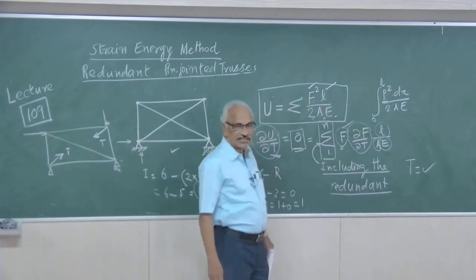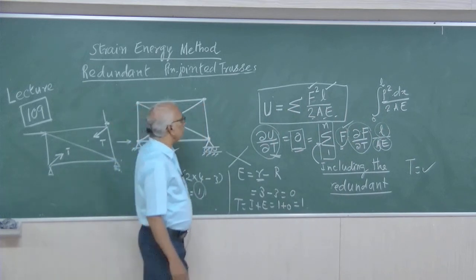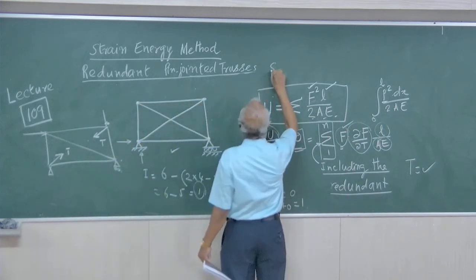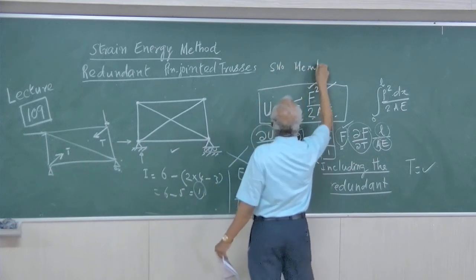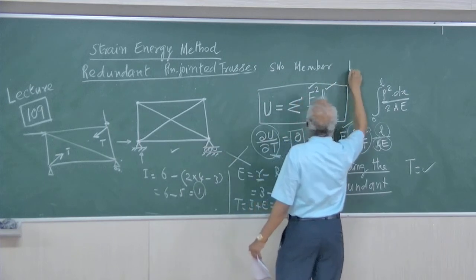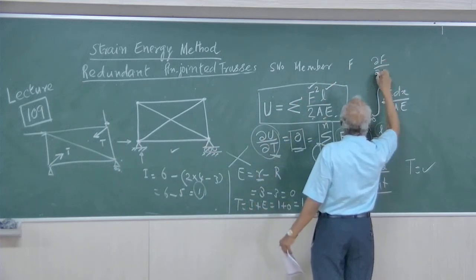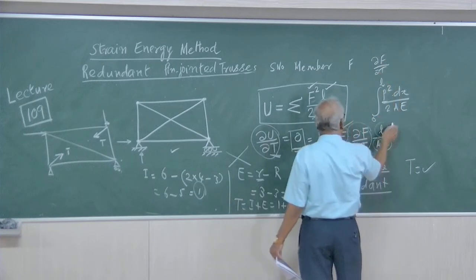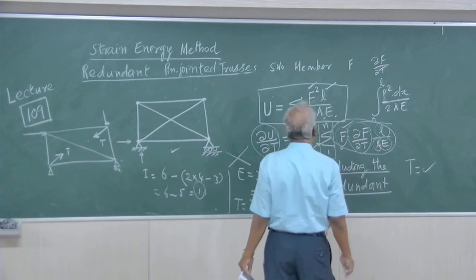Once we get the value of T, we will be writing serial number, member, then F, then ∂F/∂T. For all these things we will be providing columns. So this will tell you what are the columns that are required, right?